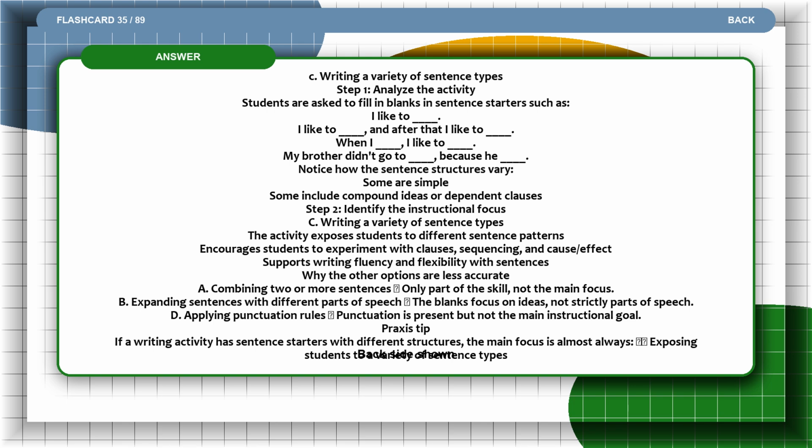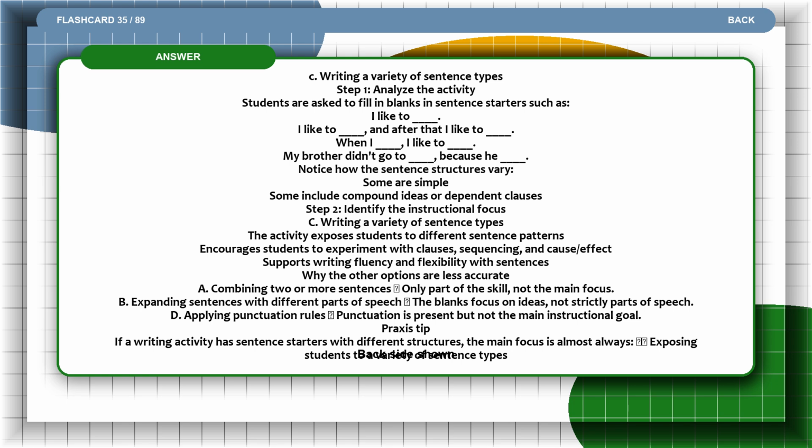The activity exposes students to different sentence patterns, encourages students to experiment with clauses, sequencing, and cause/effect, supports writing fluency and flexibility with sentences, while the other options are less accurate. A. Combining 2 or more sentences. Right arrow, only part of the skill, not the main focus.